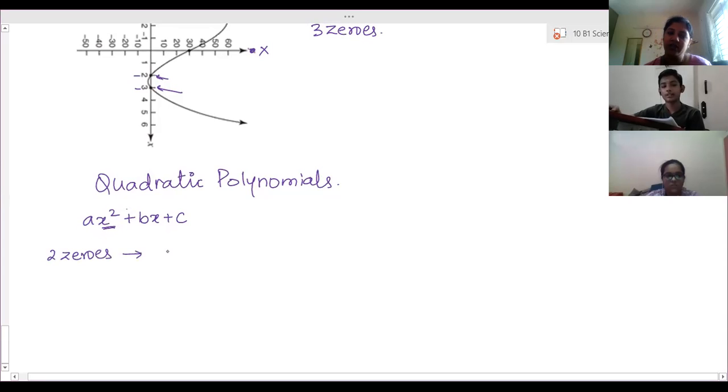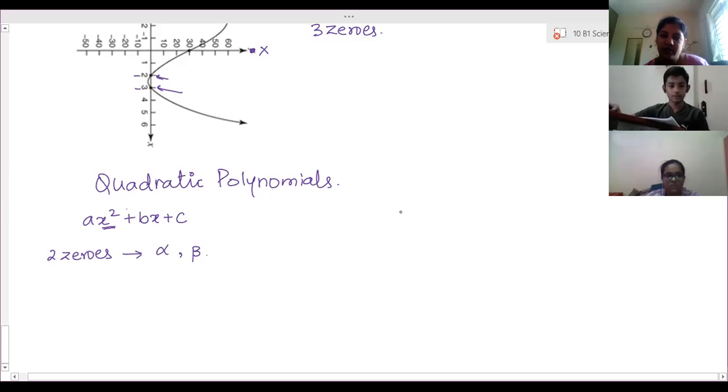Those zeros are the two values of x. After substituting that value, the value of this polynomial becomes 0, right? So those values are considered as alpha and beta. We consider one value of x as alpha and another value as beta.